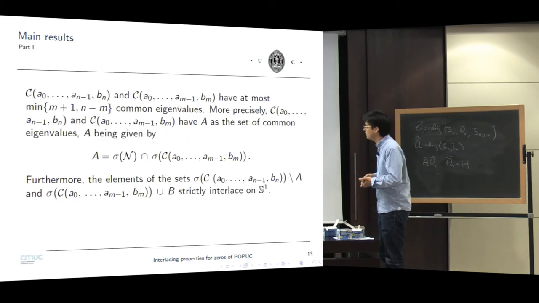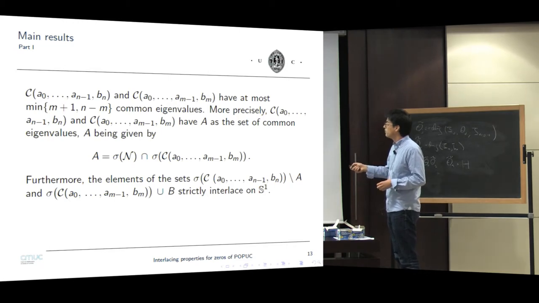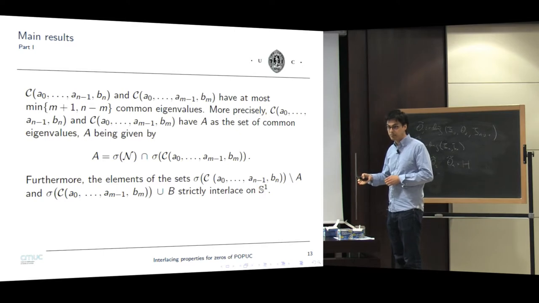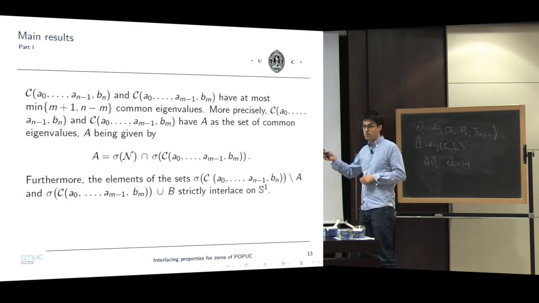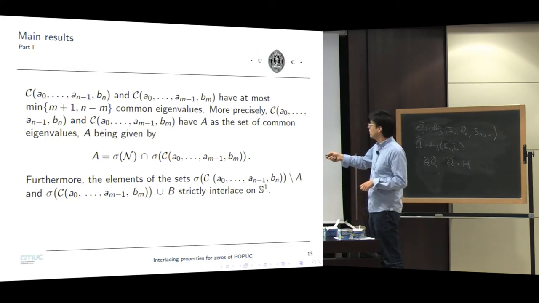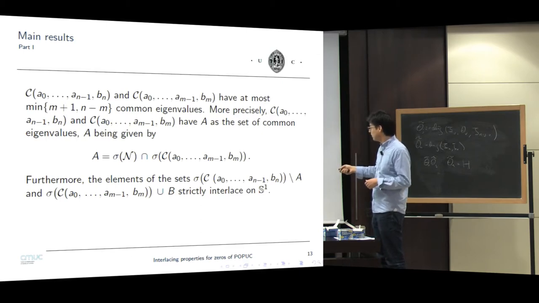And our first result is this one. The eigenvalues of this matrix and this one, here m is less than n. In the previous cases, m was equal to n minus 1. Well, we can prove that the eigenvalues of this matrix and this one interlace. And in fact, we can identify the possible common eigenvalues between these two matrices, that will be this set. And we can even say that the elements of this set and this one are strictly interlaced.